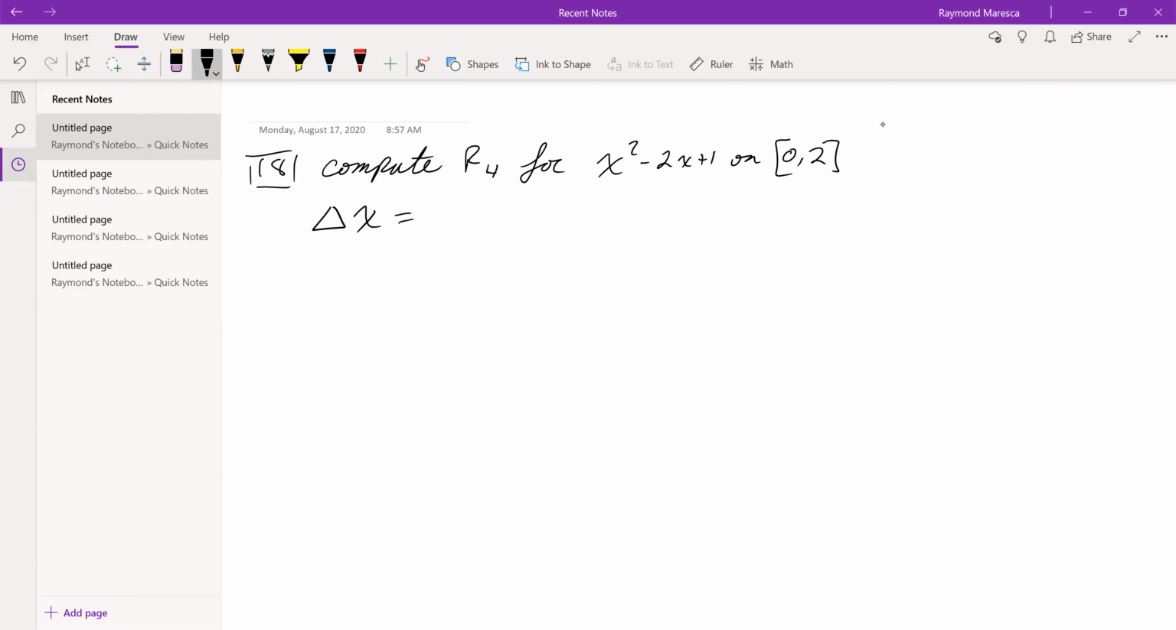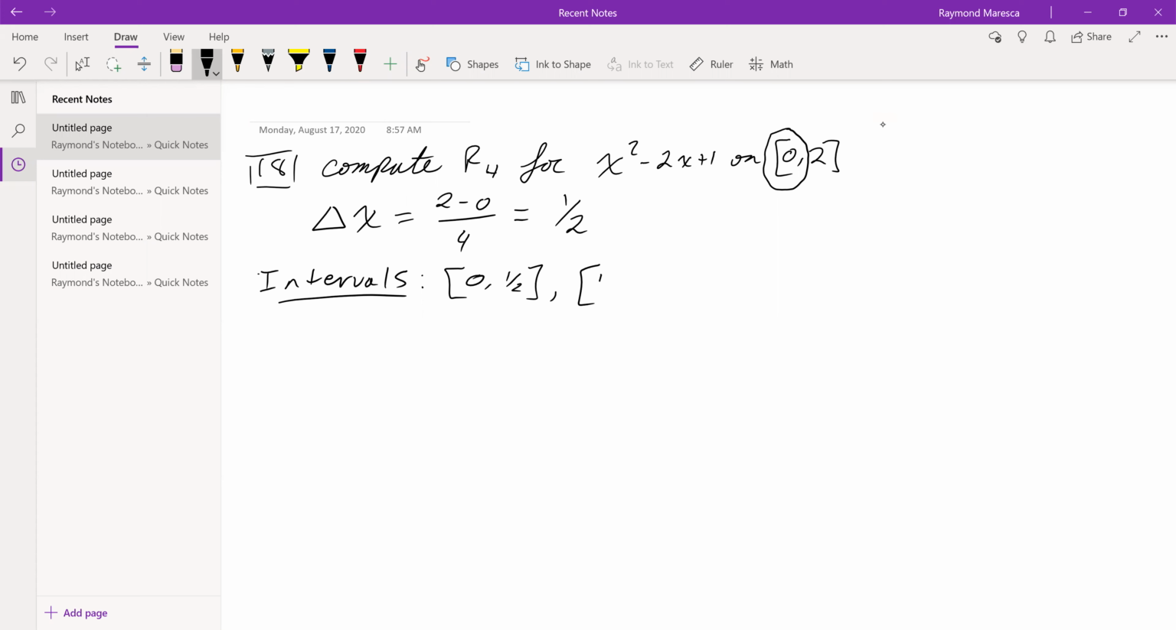So delta x is b minus a over n. In this case, that would just be 2 minus 0 over 4, which is just 1/2. So using this, we can find our endpoints for our intervals. So our intervals, we're starting at the leftmost portion of our initial given interval. So that would be 0, and we're going a half away from 0, so that would be 1/2.